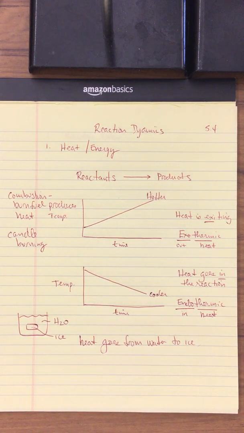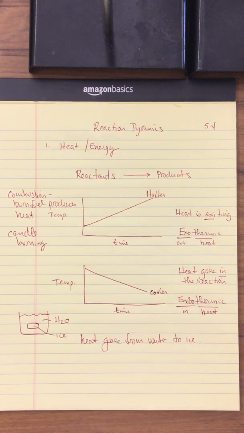We're going to continue looking at reaction dynamics. We're still in the same section, 5.4, and we took a look at heat with exothermic and endothermic reactions. Just as a reminder, exo means exit, heat's coming out, and endothermic, endo means in, heat's going in. Exothermic reactions get hotter, endothermic reactions get colder.